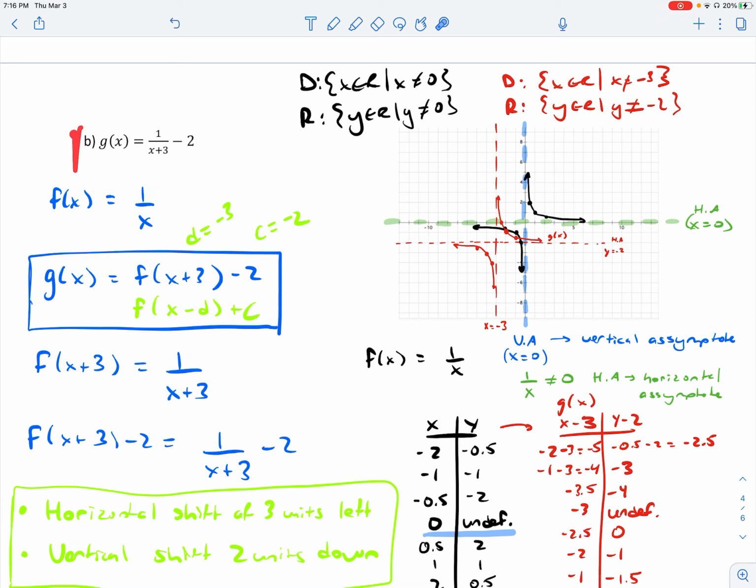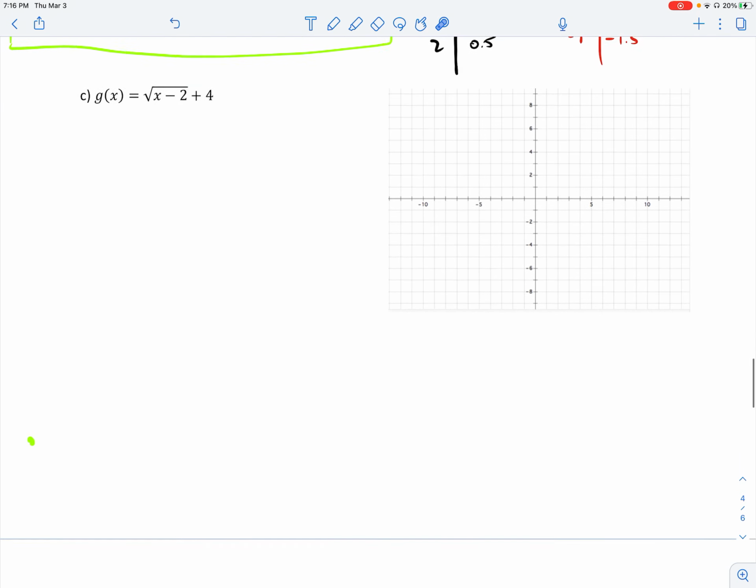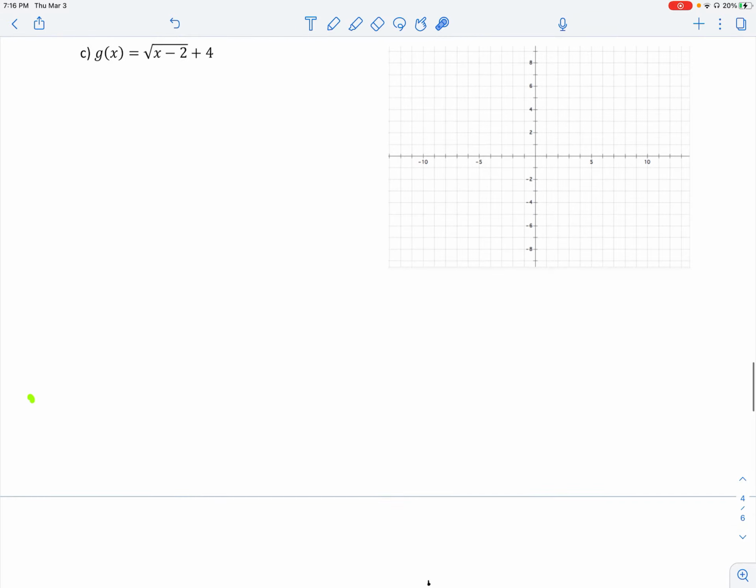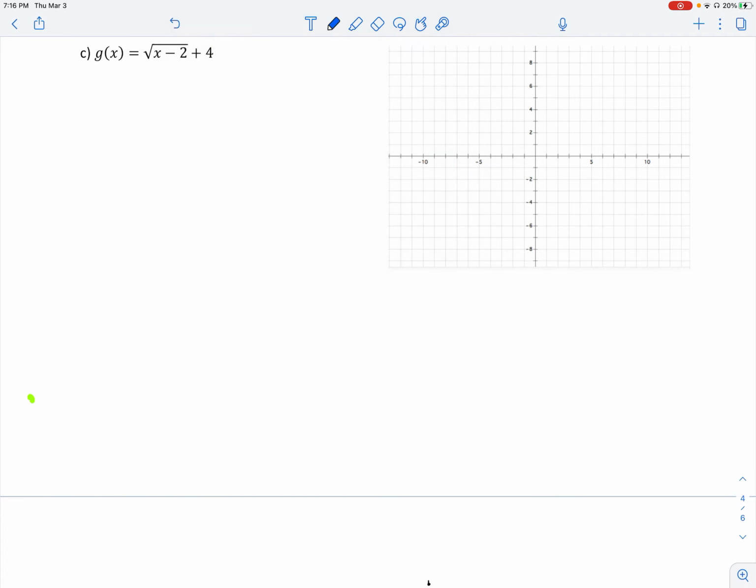All right, that is it for the rational functions. Okay, moving on to our next example. Okay, this one will be a little bit easier. Actually, let's do this in blue.